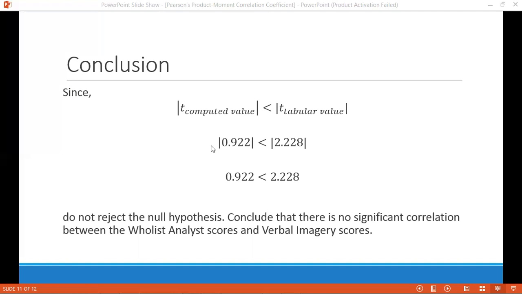the verbal imagery score. It simply means na hindi ibig sabihin na tataas yung wholest analyst scores mo, tataas din ang verbal imagery scores. No significant correlation pa siya. So, ayan.